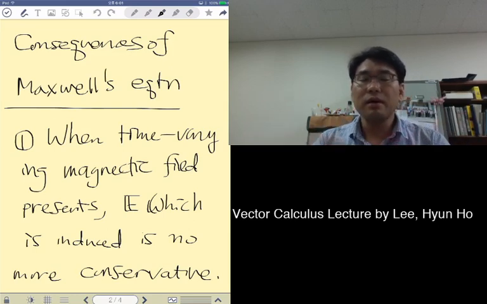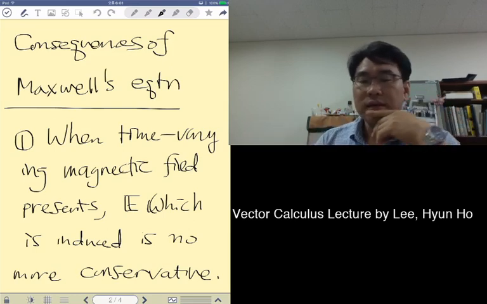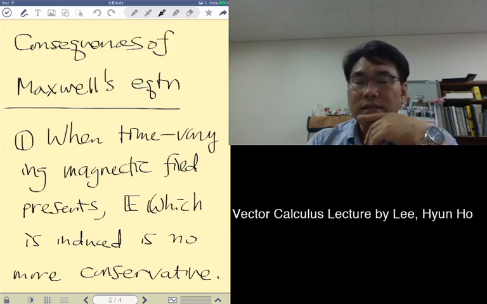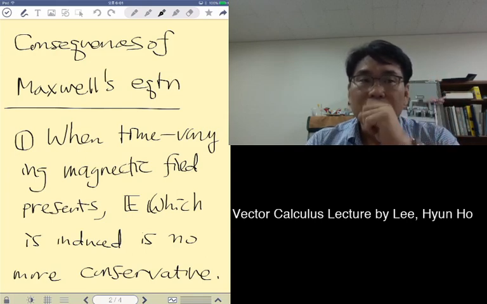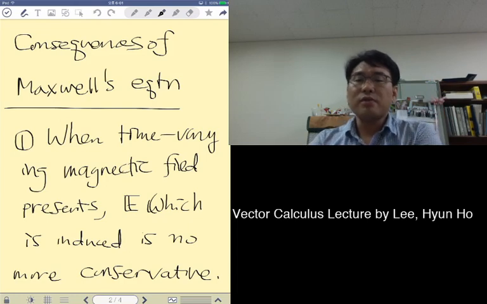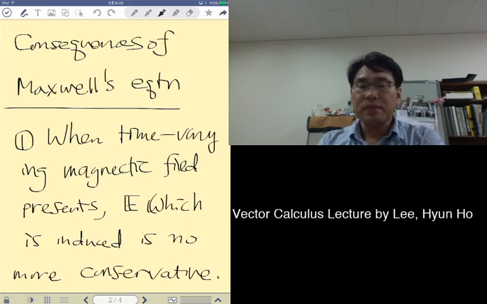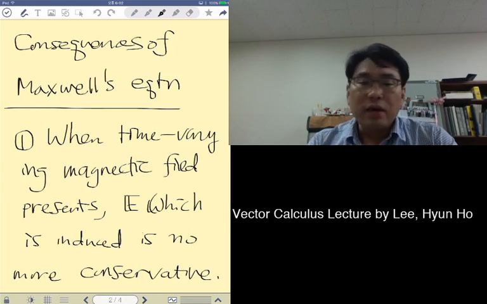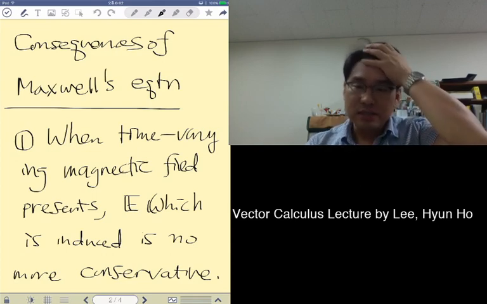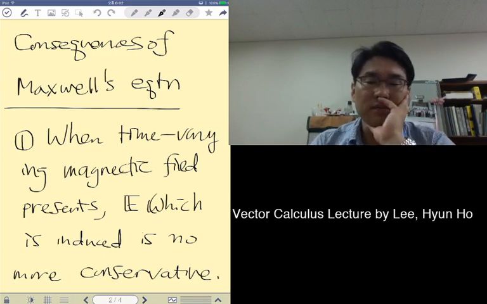If you remember the Gauss law of the Coulomb potential case, nabla dot E is the total charge, right? So this is the divergence of E is the charge density. That was the first Gauss law of electricity. And now when a time-varying magnetic field is present, which induces E, then E is no more conservative.